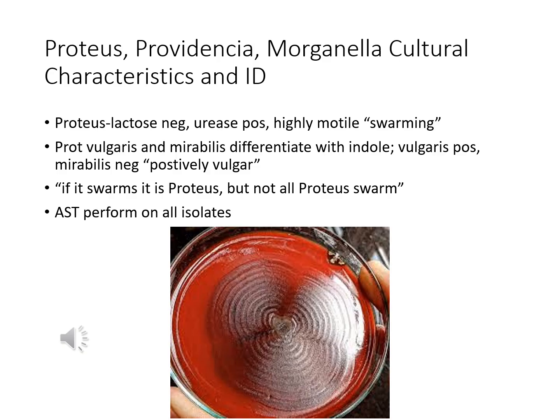Proteus vulgaris and mirabilis are differentiated by performing an indole. Vulgaris is positive while mirabilis is negative. Sometimes the way to remember that is positively vulgar. So if the indole is positive, then it's vulgaris. Antimicrobial susceptibility is indicated on all isolates of gram-negative Enterobacteriaceae.